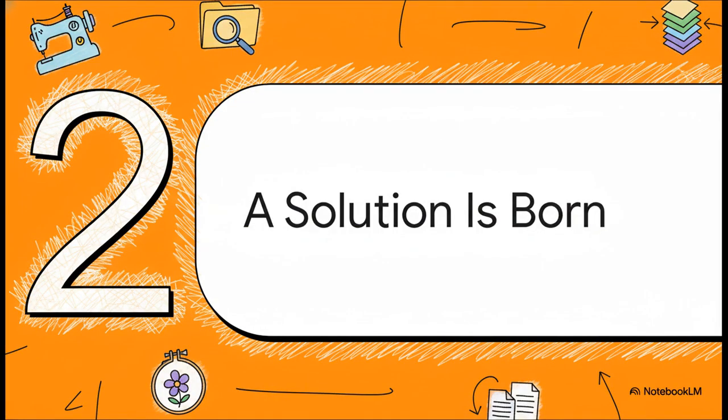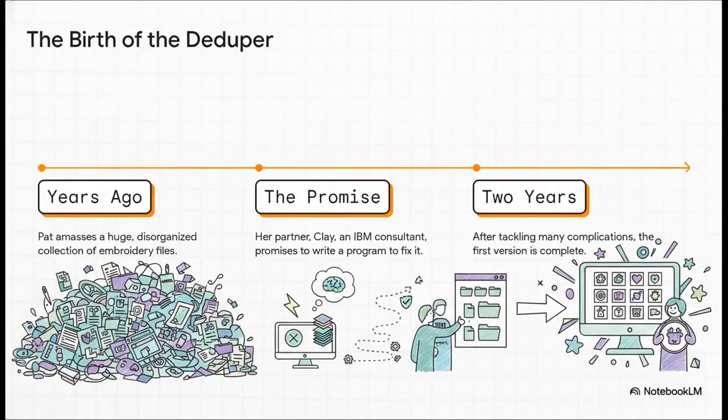So, faced with this mountain of digital clutter, Clay, who was an IBM consultant at the time, made a promise. He said he would write a program to fix it, automatically. And this personal project, which was apparently fueled by a lot of late nights in hotel rooms, would eventually become the Embroidery Deduper. What's really interesting here is that this was not a simple fix. It actually took over 2 years of development to tackle all the tricky complications and nuances of embroidery file formats and how we all organize them. So this was a tool that was really meticulously crafted to solve a real crafter's problem.